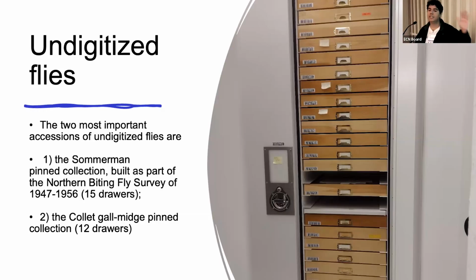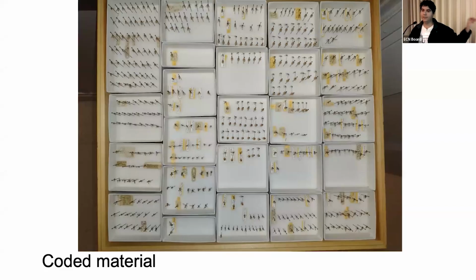But when I say undigitized, there are lots of levels of information that we have on those specimens. We have coded material for taxonomists. We have old books with the codes in another room, and we have the specimens in the collection. We know this is a really high risk problem in a collection, so we need to fix that.